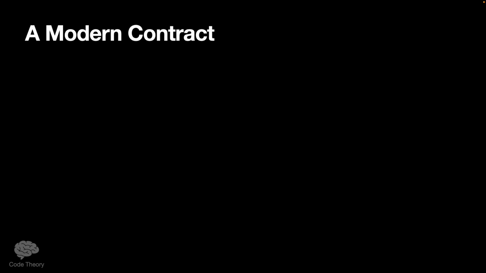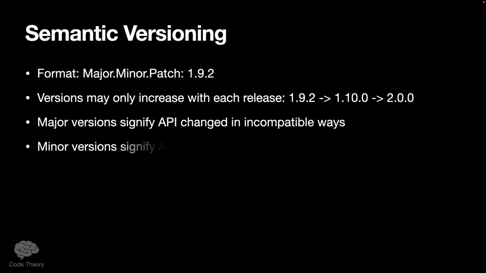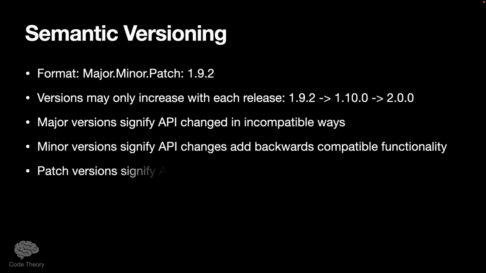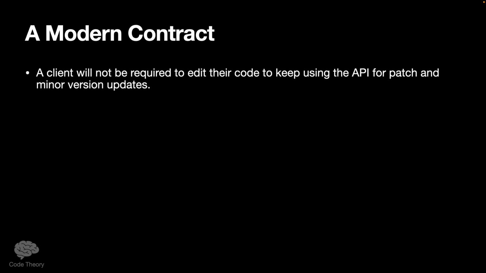Okay. Any questions about semantic versioning before I move on? I know this one's a little fiddly. Cool. Okay, so let's talk about a modern contract. Nowadays, an API contract tends to look like this.